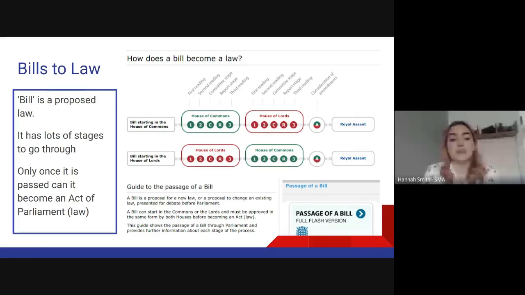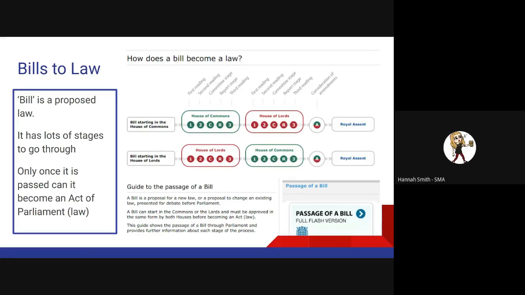So it's the bit of paper that says, I'd like this to become a law, please. We can't call it a law yet, so we call it a bill. The diagram on the screen there shows you some of the stages that it can possibly go through. And only once it has achieved royal assent at the end is when it becomes an official act of parliament. So an act of parliament is law. The Equality Act is an example of that.